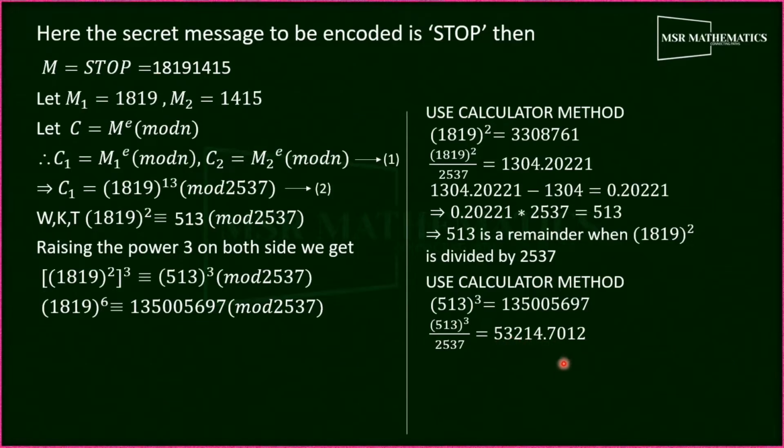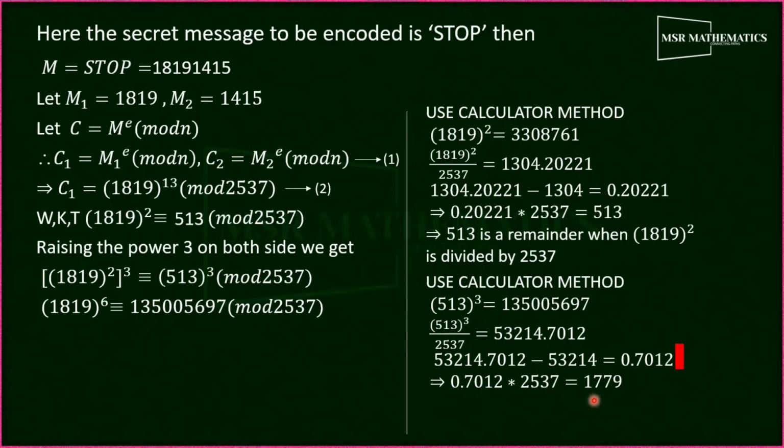Next step, we have to subtract the starting digits up to the point, that is 53214. So we get 0.7012. Next, after obtaining this value, we have to multiply this value with the n value. Here n is 2537. So we get 1778.9444. You can check with the help of the calculator.